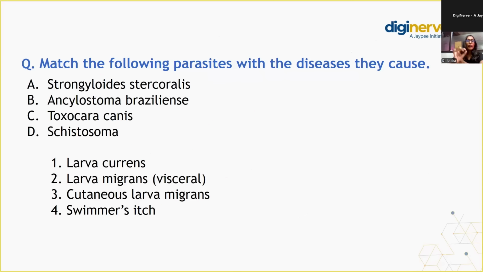Next question. Match the following parasites with the disease they cause. The options given here are Strongyloides stercoralis, Ancylostoma braziliense, Toxocara canis, and Schistosoma, and the corresponding options are larva currens, larva migrans, cutaneous larva migrans, and swimmer's itch. Very straightforward question. You know that Strongyloides and Ancylostoma enter the body through skin penetration, and they cause cutaneous larva migrans. Strongyloides stercoralis they have given the name larva currens. They travel at a speed of 10 centimeters per hour.